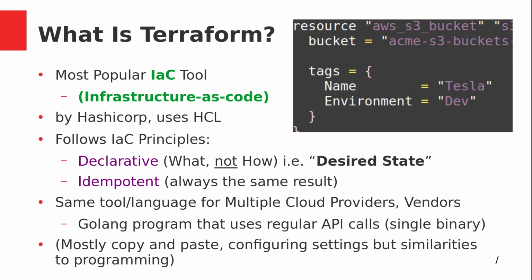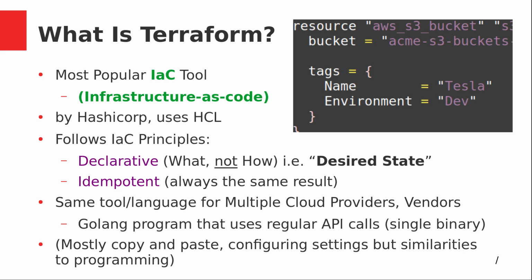Now it's made by a company called HashiCorp. It uses its own language called HCL, and it follows the IAC principles. So it's declarative. It's about a desired state that you're specifying. You are saying what you want, you're not saying how to get there. And it's also idempotent, so you always get the same result because you're only telling it what you want. You're not telling it again how to get there. So Terraform should always give you the same result. No matter how many times you run it, it should always eventually give you exactly what you need.